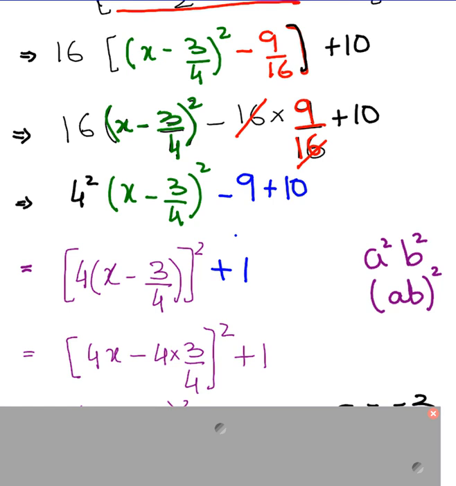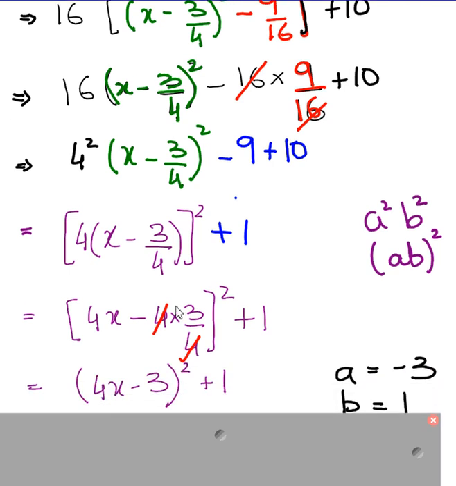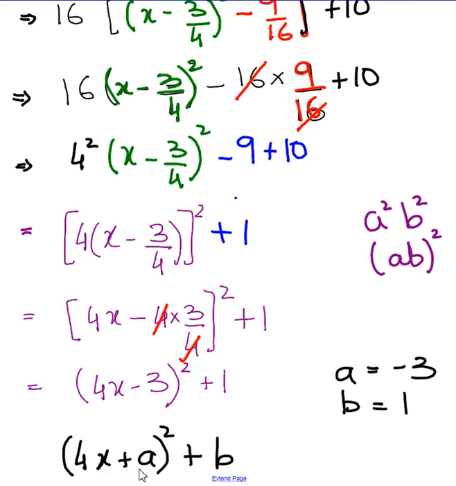So now when I will multiply it, it will be 4x minus 3 upon 4 times 4. Now this 4 will cancel out. So you will have 4x minus 3 plus 1. And the original form of the question was given this, 4x plus a plus b. So your a is minus 3 and your b is 1. So this is how you will transform that question into this form.